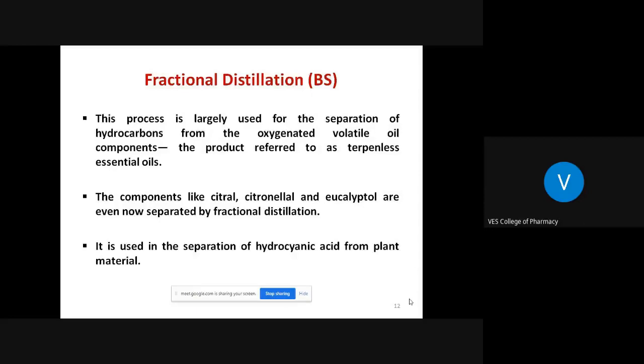The products are referred to as terpene-less volatile oil. Terpene-less means the head and the tail fractions are removed, and it will contain the enriched constituent, that is, the volatile components present in the separated fraction. Components like citral, citronellal, and eucalyptol are even now separated by fractional distillation. Also, it is used for separation of hydrocyanic acid from the plant material. So these are some of the specific methods available for separating specific components in plant material containing essential oil or volatile oil.